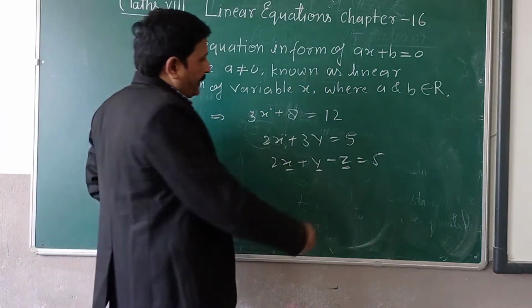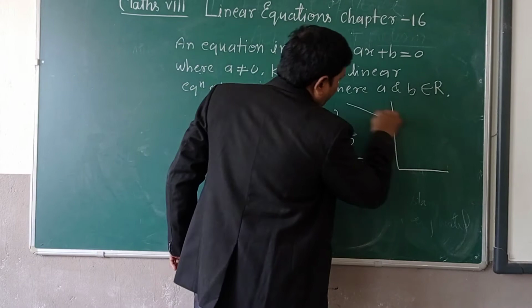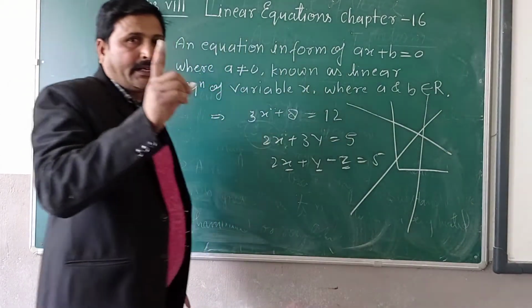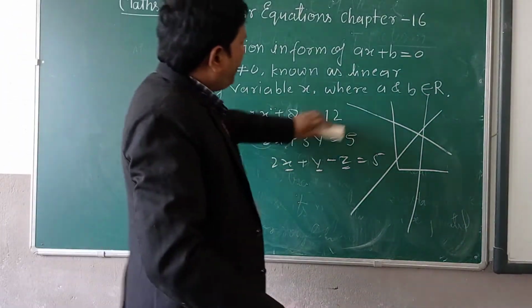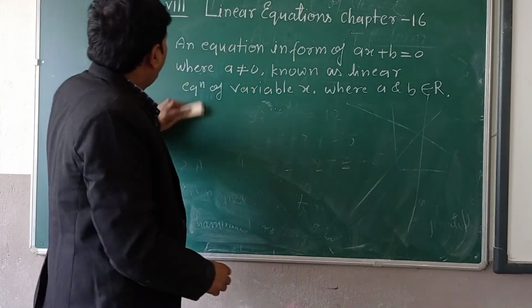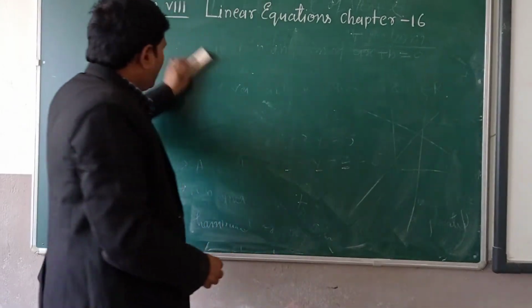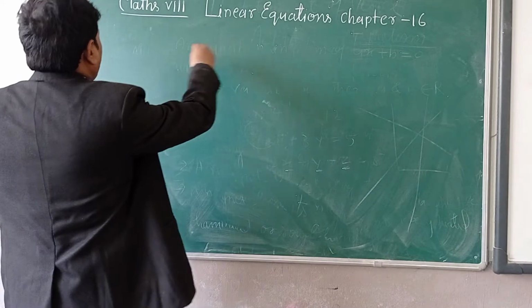When you plot the graph of a linear equation, remember that it always comes as a straight line. Okay, always a straight line. So this is the definition of the linear equation. Now I am going to explain how you can solve a linear equation. Two methods are there.